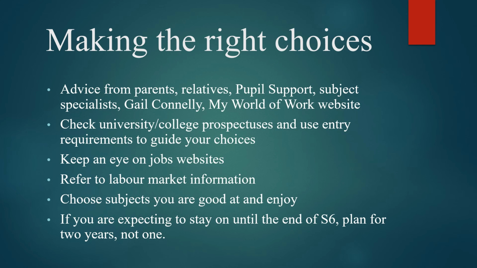So just returning to that idea of making the right choices, how do you make those right choices? Apart from the advice that I've already talked about, I would advise you to check university and college prospectuses, because they will give you guidelines for the subjects that you should be choosing and what the entry requirements are for each of those courses. You should also keep an eye on jobs websites. They will give indications of the qualifications they want. And to refer to something called labour market information, I'll talk a bit more about this in the next slide.